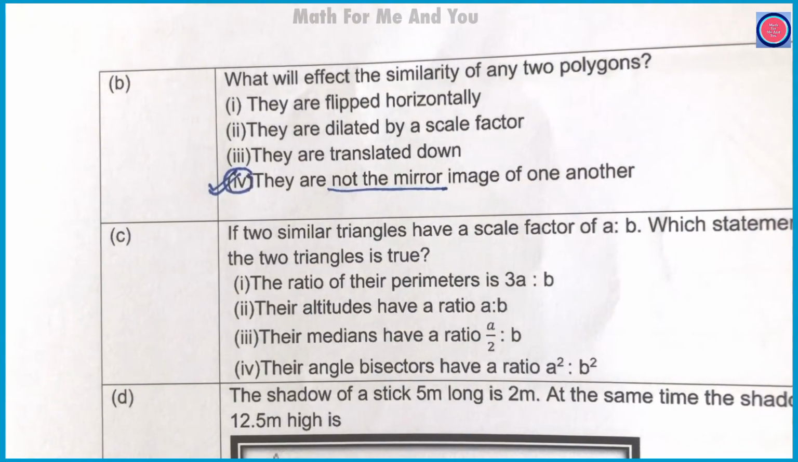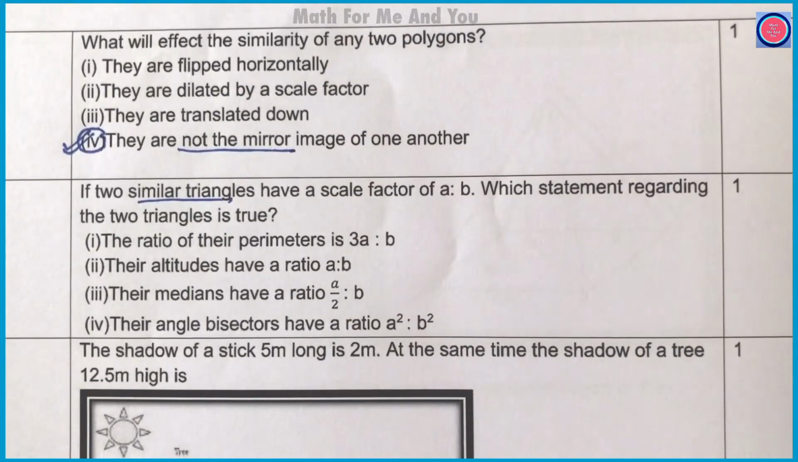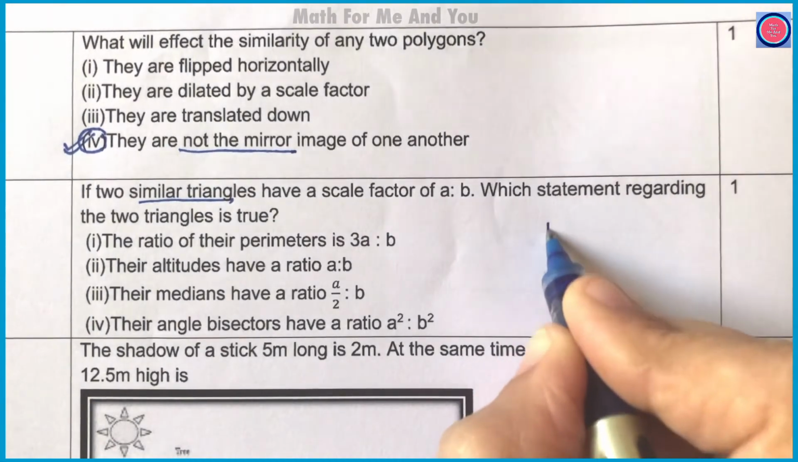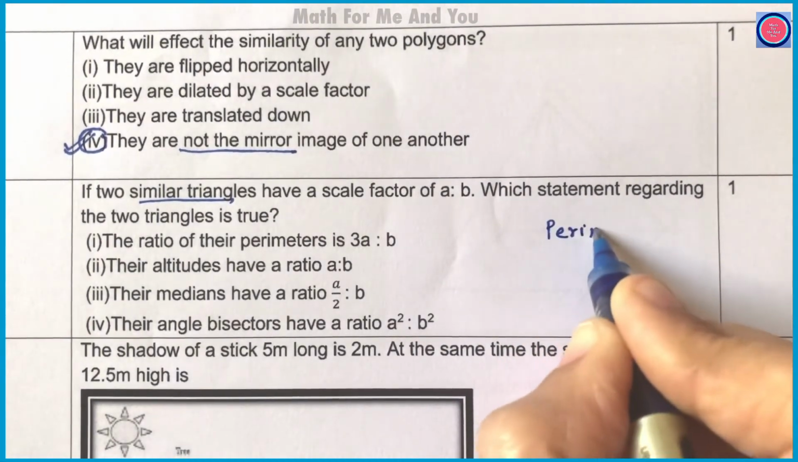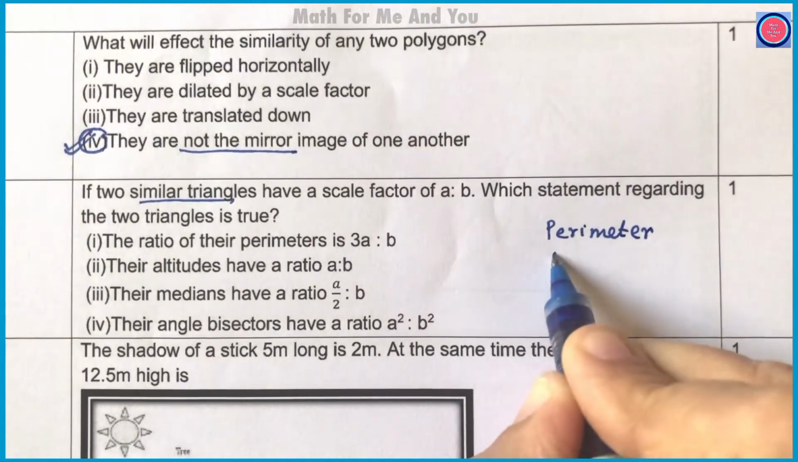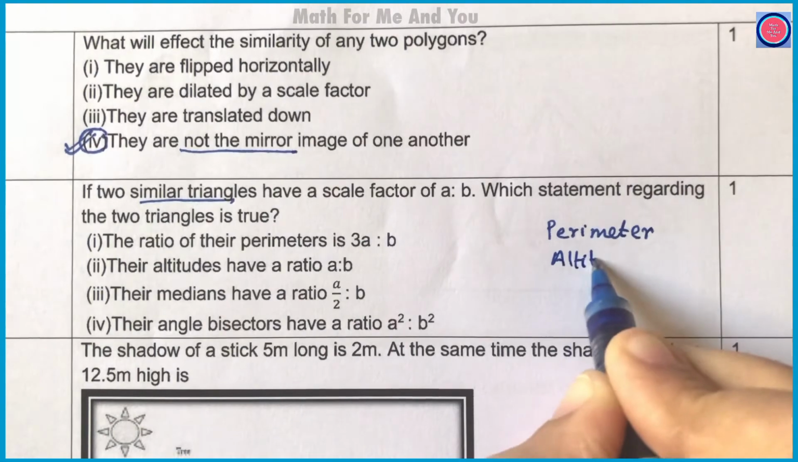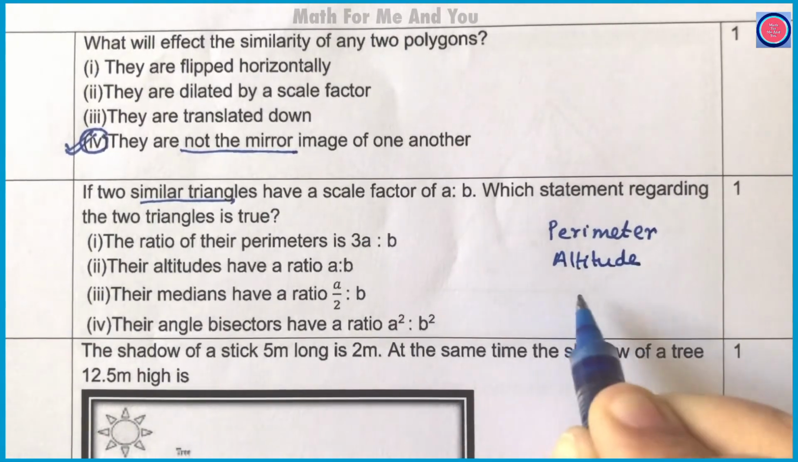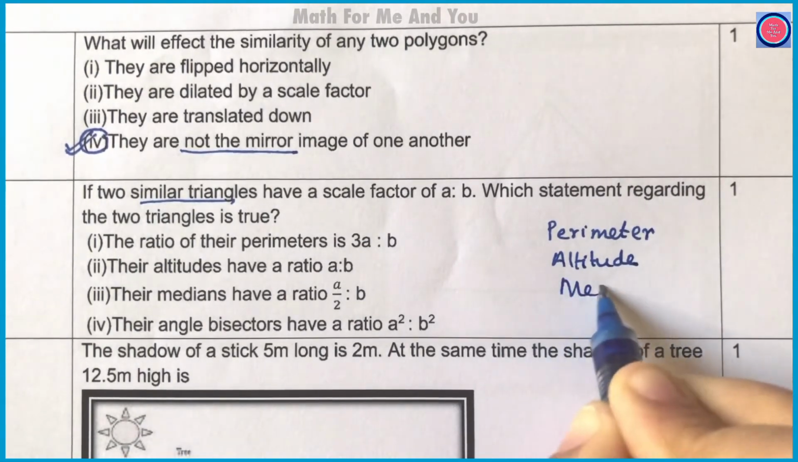Next question. If 2 similar triangles have a scale factor of A is to B, which statement regarding the 2 triangles is true? First of all, we have to consider one thing: if 2 triangles are similar, then their perimeters follow the same ratio. Also altitudes and medians all follow the same ratio.